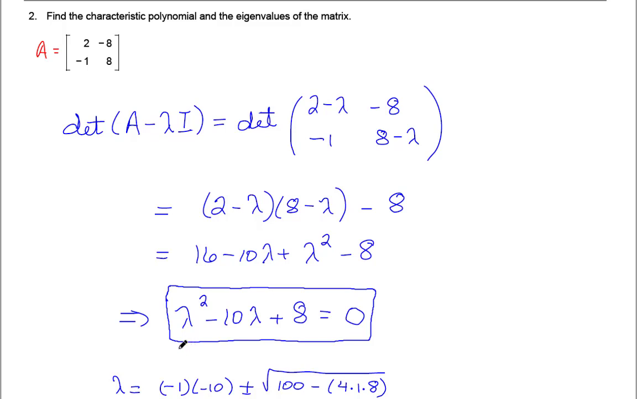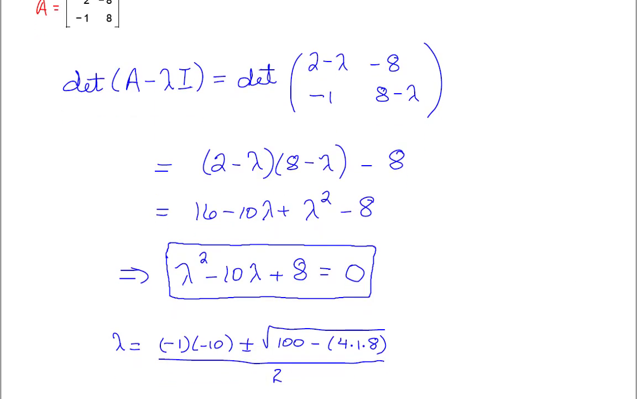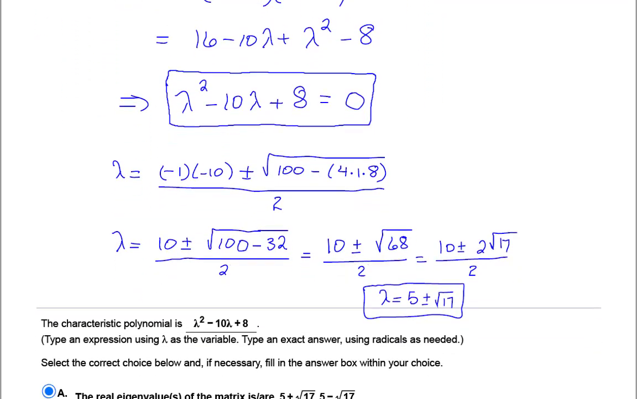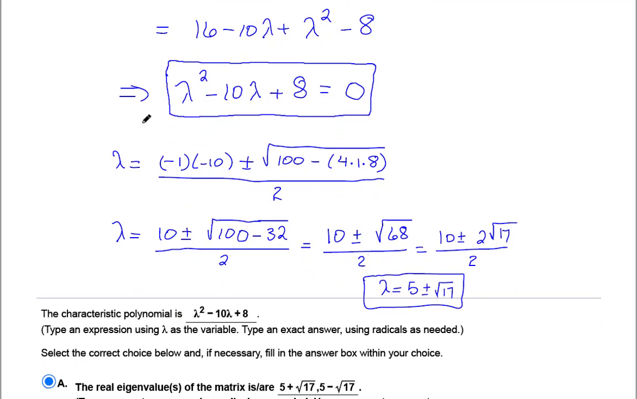We just need to solve this to figure out what are the eigenvalues. It doesn't factor, but we can use the quadratic formula. So minus b plus or minus the square root of the b term squared minus 4ac. All right, so I get 100 minus 32, which is 68.